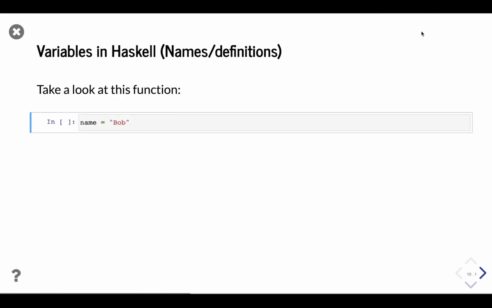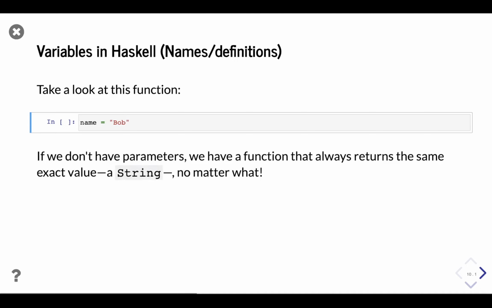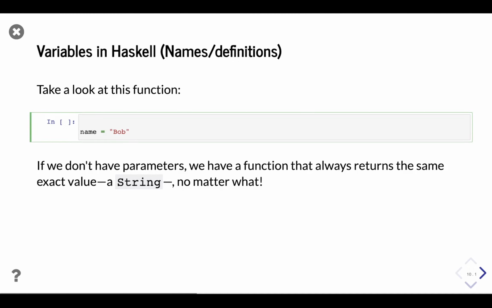For example, take a look at this function. The function name equals Bob. This is how we represent a string of characters. The function name doesn't have any parameters. And if we don't have parameters, we have a function that always returns the same exact value, a string of value Bob, no matter what. So how can we represent this? Well, this is super easy. We just write the name of the function, is of type, and because it doesn't have any parameters, we just add the type that the expression returns, the string type. That's the signature of name.